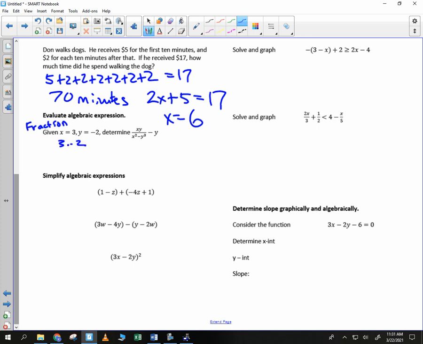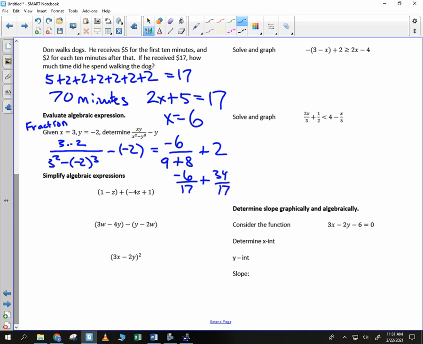Looks like we take 3 times negative 2 divided by 3 squared minus negative 2 to the 3rd power minus negative 2. So on top you should have a negative 6. And on bottom, 3 squared is 9, and then we are going to add, because negative 2 cubed is negative 8, minus the negative 8 is going to be plus 8, so you get 17 in the denominator. You're going to add 2 to that. So negative 6 over 17 plus 34 over 17. If you find common denominators, we get 28 over 17 should be your final result. 28/17.